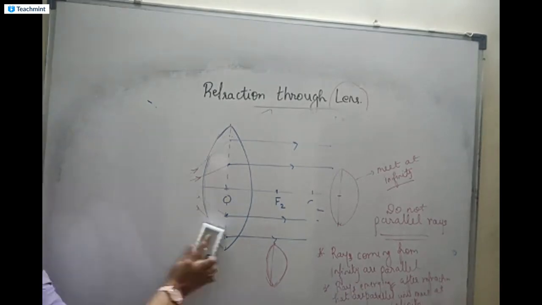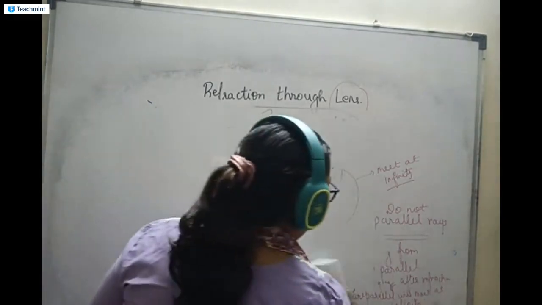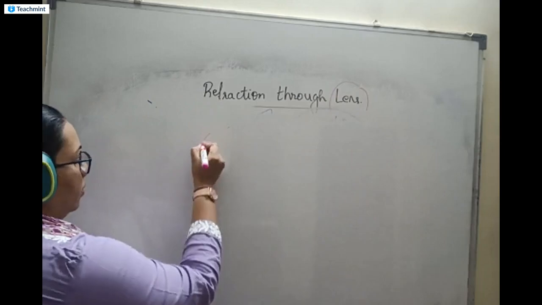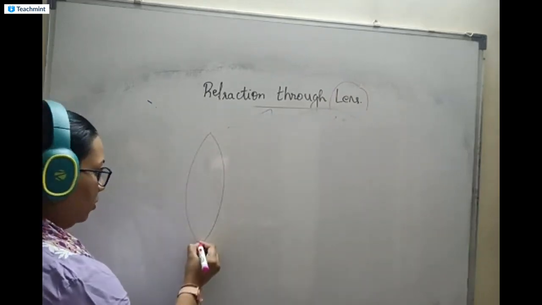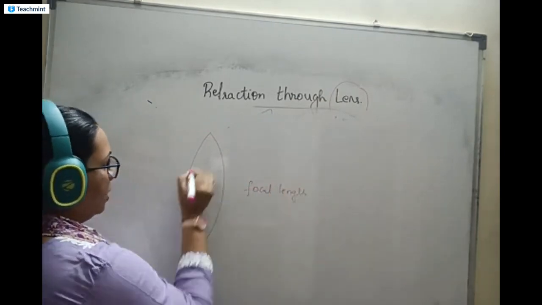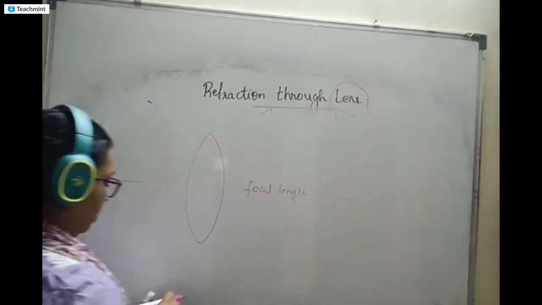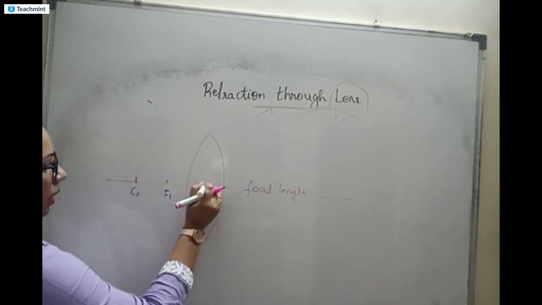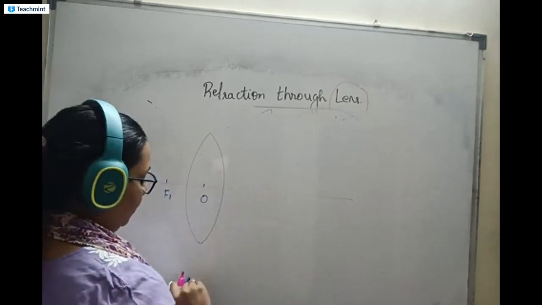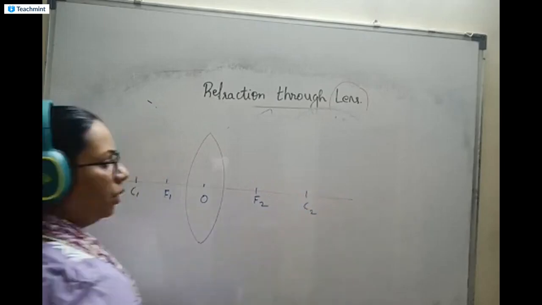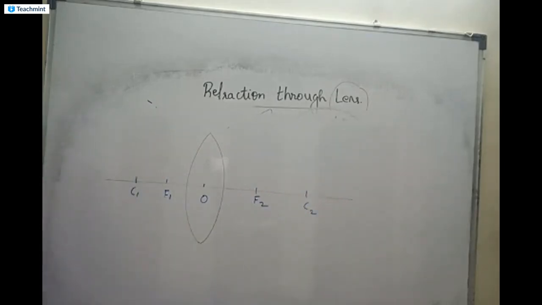My question to you is, if I take this lens, right now we're only discussing the convex lens, it will have its own focal length, correct? We think it's fixed. That means I have a principal axis, and I have, let's say, C1, F1, and O, and here we have F2 and C2. How do you calculate focal length? Very first question. How do you calculate focal length?